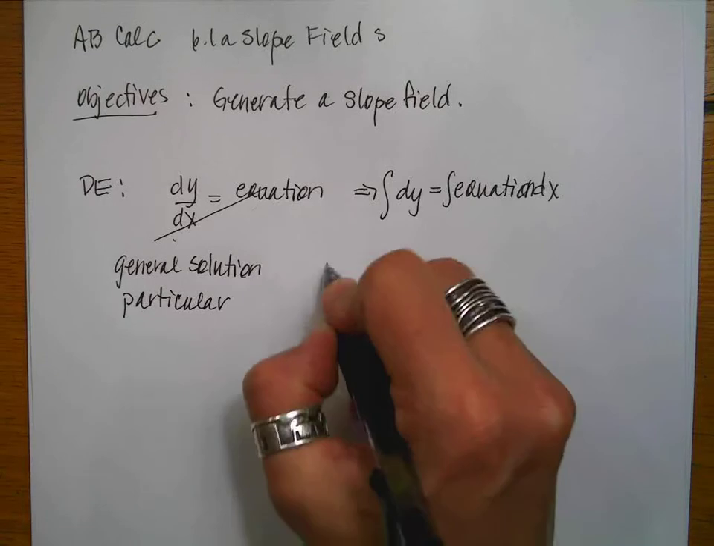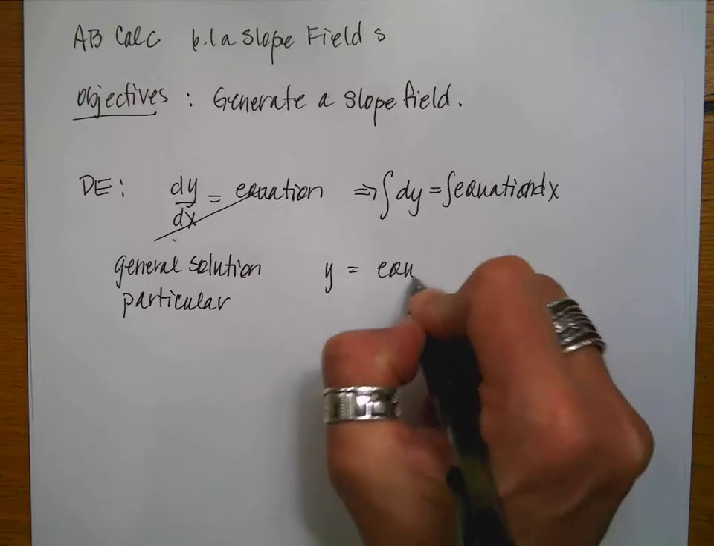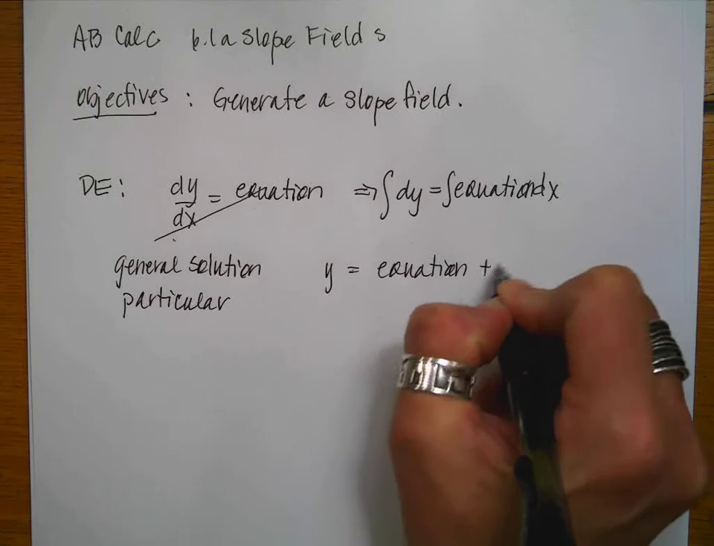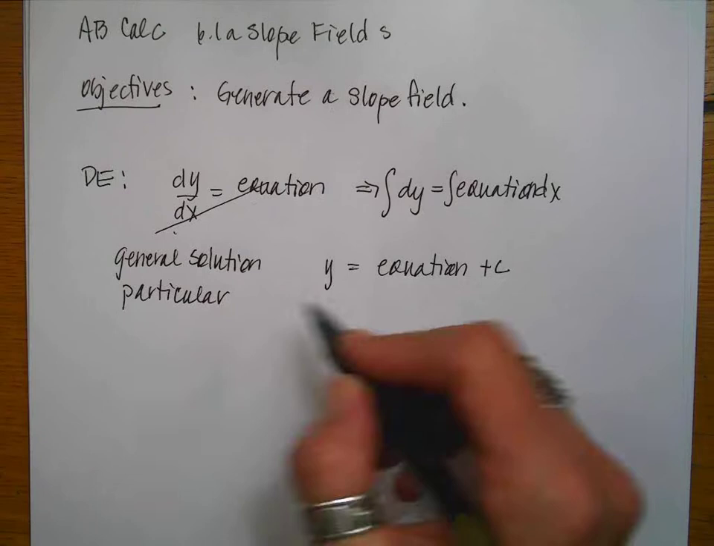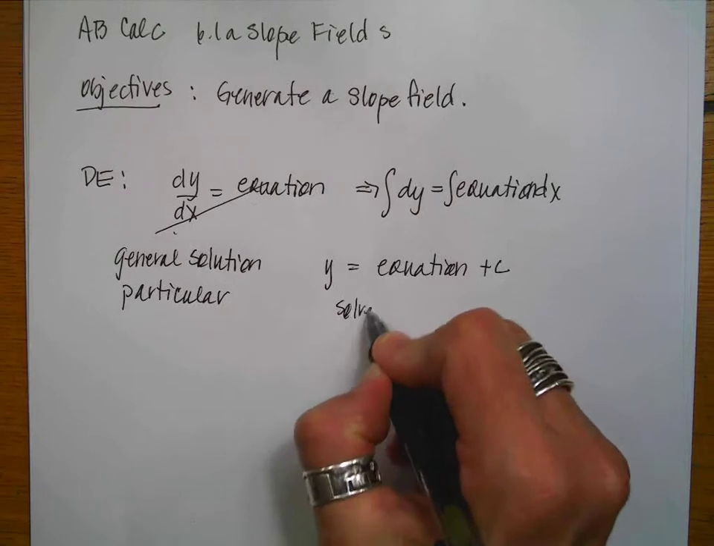So a general solution would be y is equal to whatever our equation is at that point, plus c, and then remember the particular solution you actually solve for c.